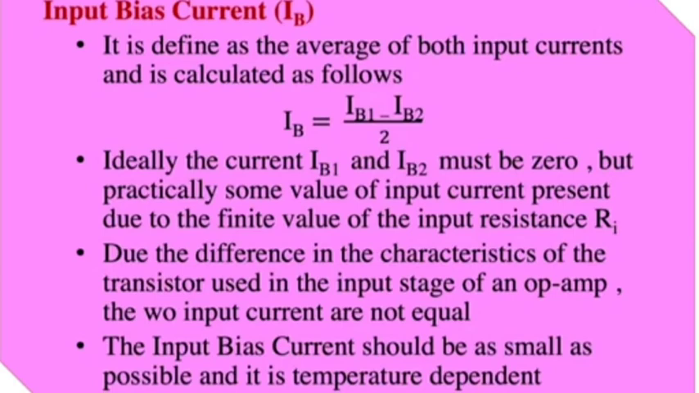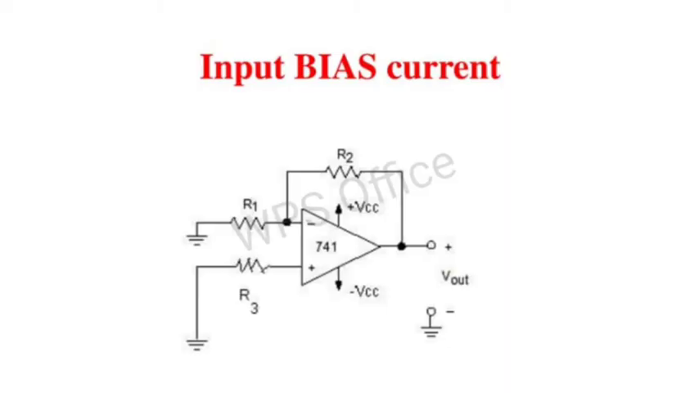It is input bias current. It is defined as the average of both input currents, and it is calculated as IB equals (IB1 + IB2) / 2. Ideally the currents IB1 and IB2 must be 0, but practically some values of input current are present due to the finite value of input resistors R1 and the difference in the characteristics of the transistors used in the input stage of the op-amp, so the two input currents are not equal. The input bias current should be as small as possible, and it is temperature dependent. This is the diagram of input bias current.